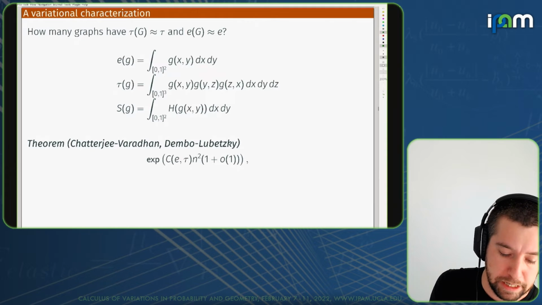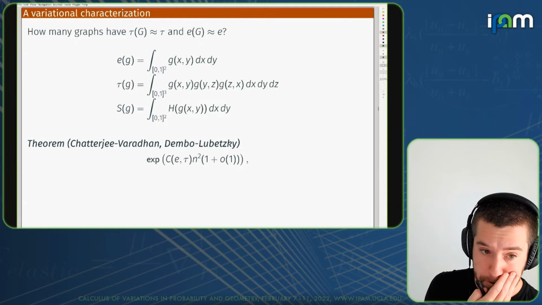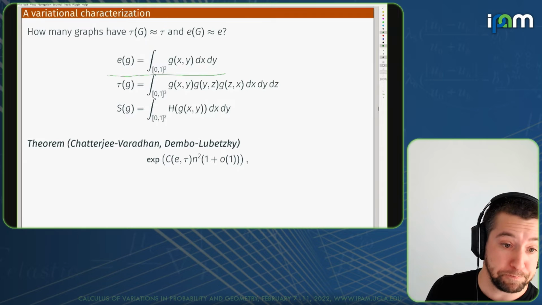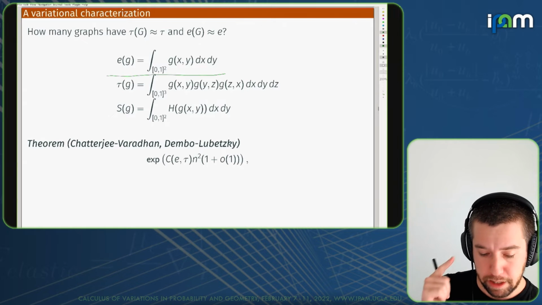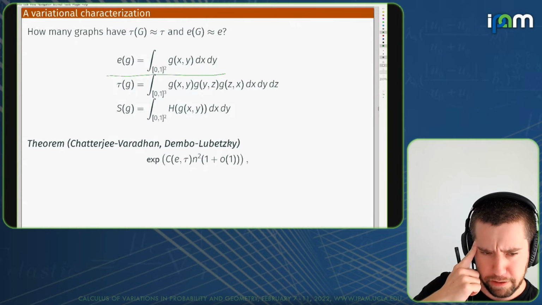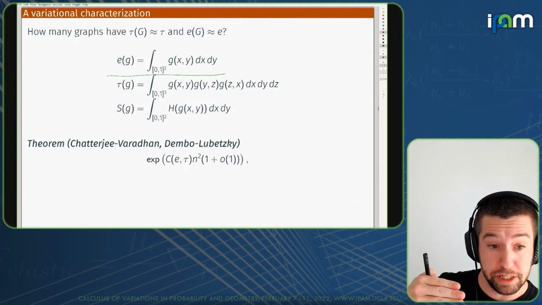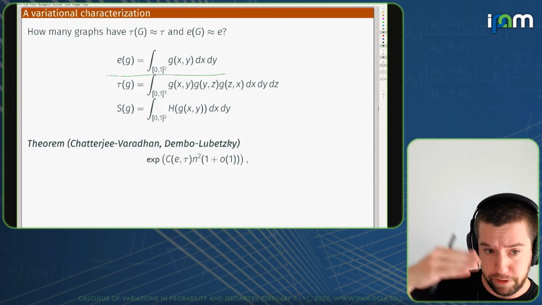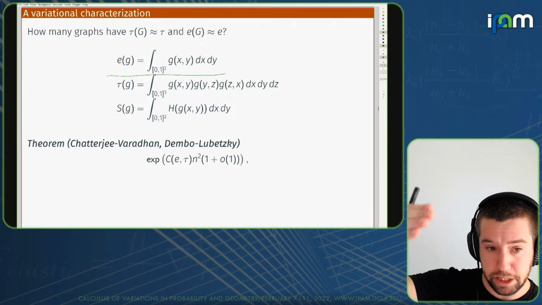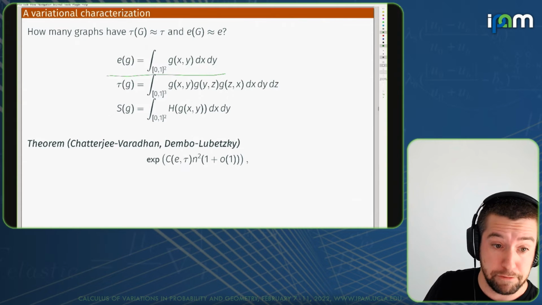So first of all, I define the edge density of a graphon to be the double integral. Okay, and hopefully you can see that this actually coincides with the edge density of the graph. Like if I include a graph into a graphon, and then I take its edge density, it's the same as the edge density of the original graph.